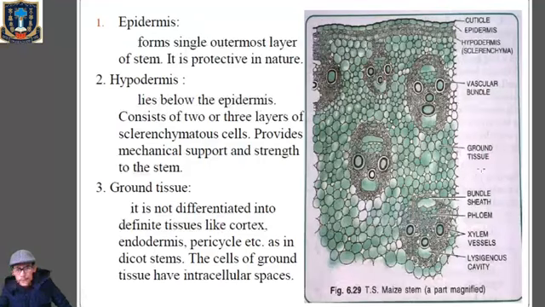First one, epidermis, the outermost layer of the stem, which provides protection. It is also cuticularized, it contains the cuticle. We find a thin layer of cuticle on the epidermis.